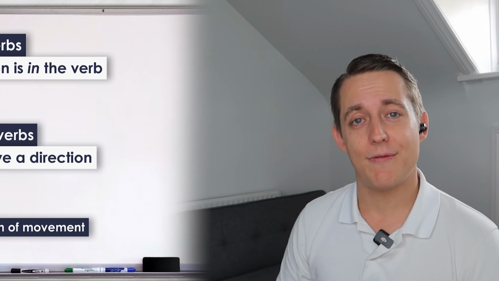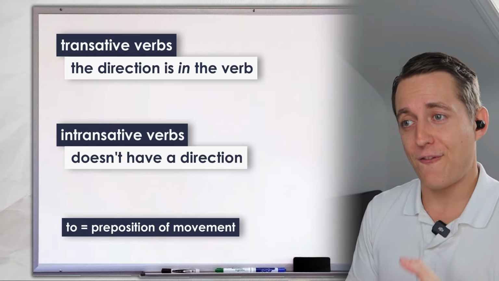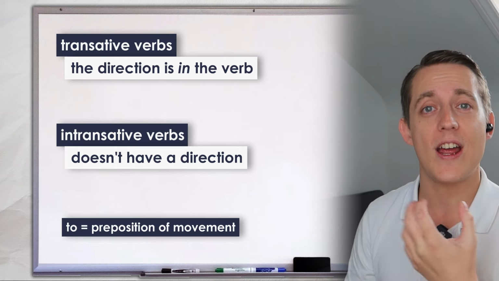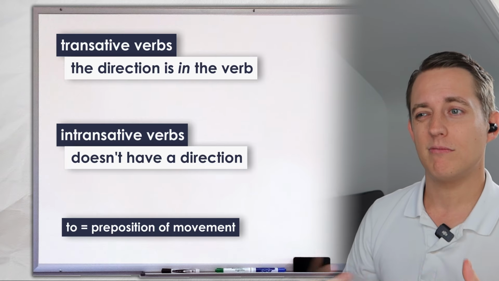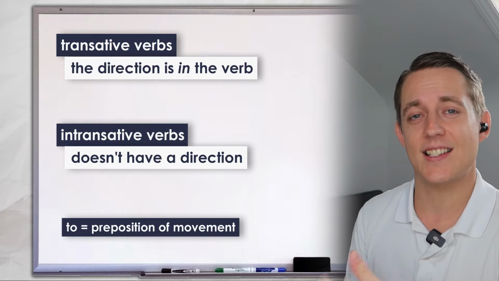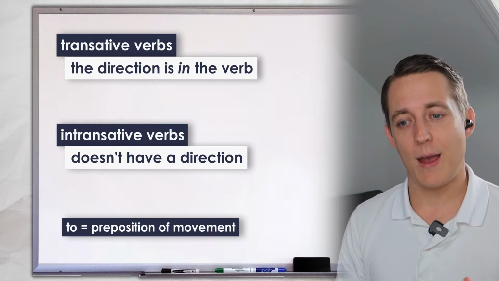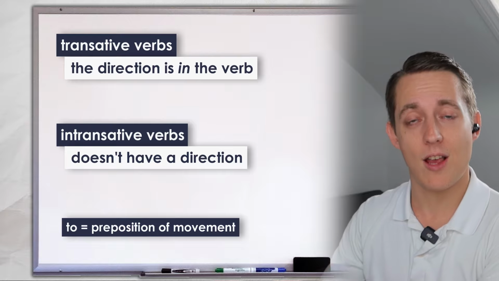We're talking about transitive and intransitive verbs. Sounds scary because they have big names. It's not too bad. So transitive verbs mean that they are going somewhere. The fact that they are going somewhere is already inside the verb. An intransitive verb is not going anywhere. If you want it to go somewhere, you need to add some more words. So then we have to, which is our preposition to tell us it's going somewhere.